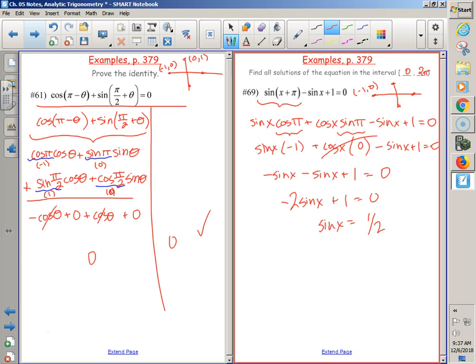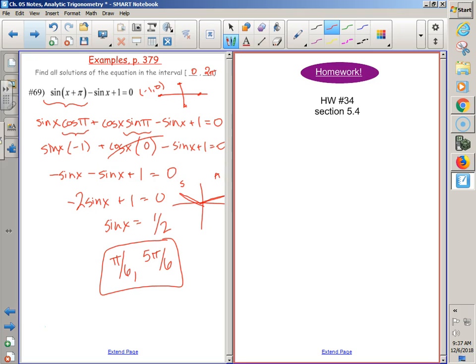Got it. But wait a minute. Why am I going to answer pi over 6 and 5 pi over 6? Sine is positive not only here, but also in quadrant two. All Students Take Calculus: all are positive in the first, sine is positive in the second. Got him. 5.1, 5.2, 5.3 coming up.